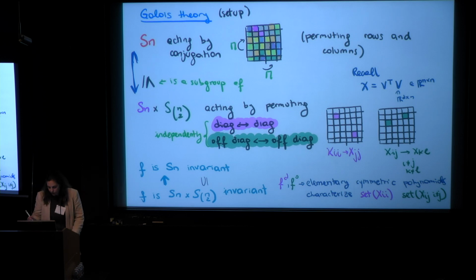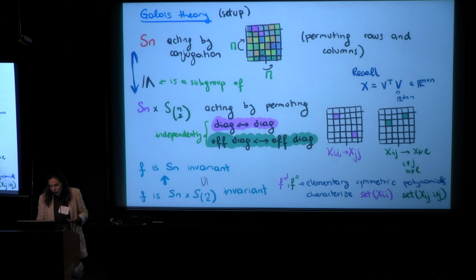OK, so the idea of how we are going to parameterize these functions that are invariant with respect to permutations by conjugation is by using Galois theory. The idea is the following. If you have your matrix of inner products, and then you apply a permutation that permutes rows and columns, then any diagonal element is going to be sent to another diagonal element. And any off-diagonal element is going to be sent to another off-diagonal element, right? But not every transformation that does that is consistent with permuting rows and columns.